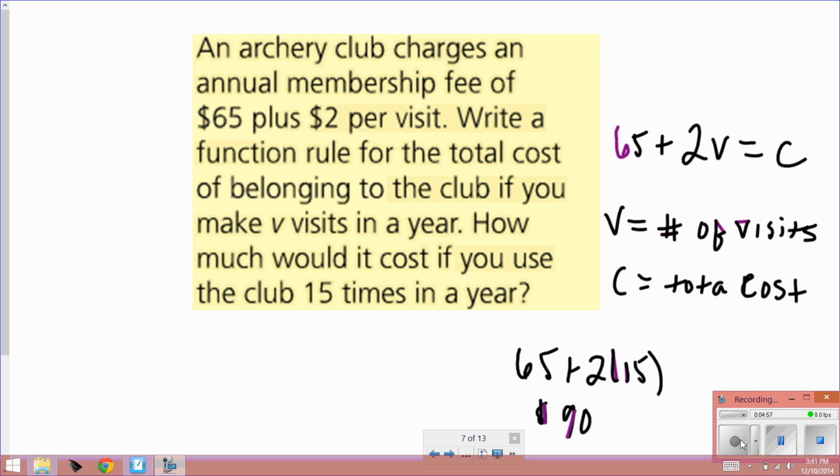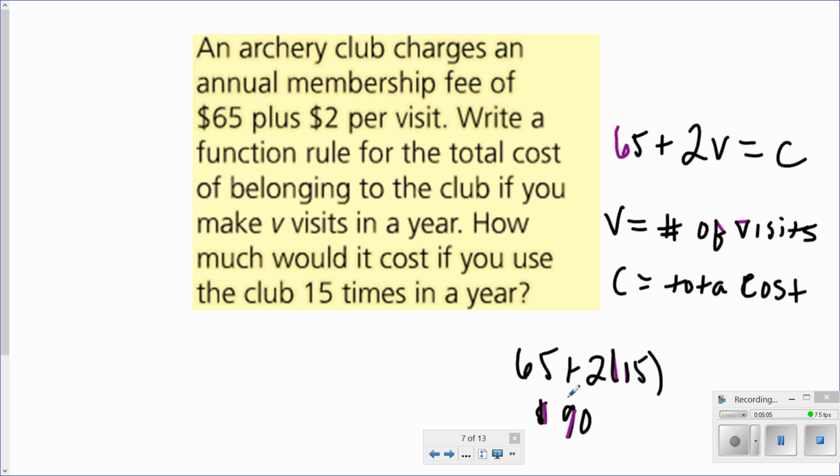So for this one, you should see 65 plus 2V equals C. V is the number of visits, C is the total cost. Plug in 15, if we were to go there 15 times, and it would cost us $90.